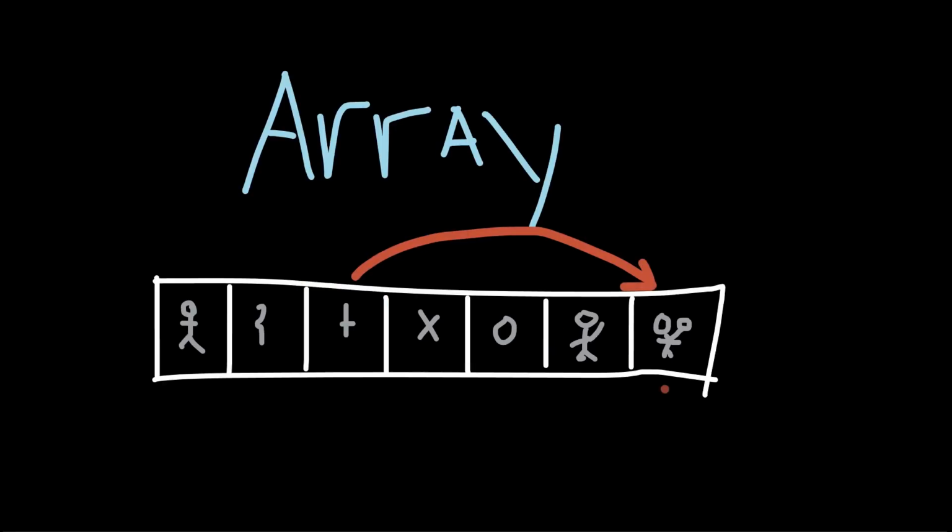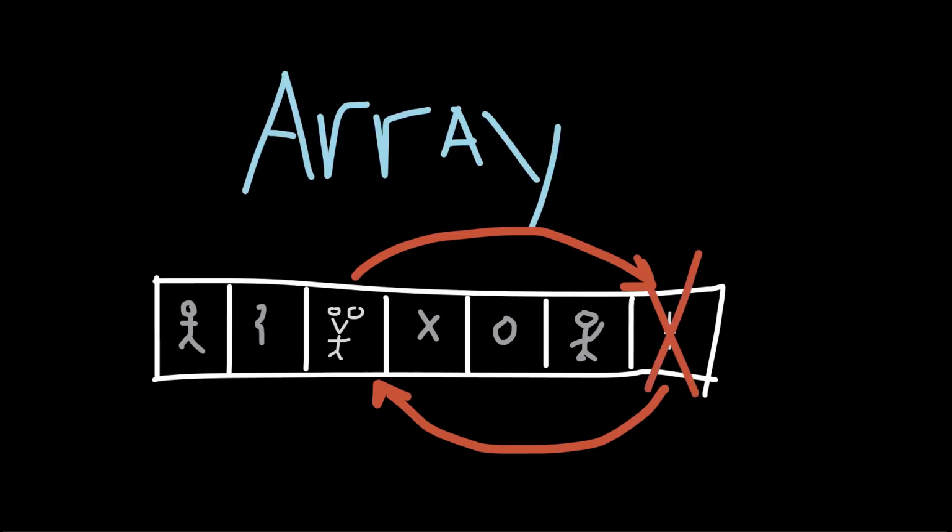But here's where you can make it faster. If you don't care about the order of the items, instead of shifting everything over, you can simply swap the item with the last item in the list and then pop it off the end. Job done, barely takes any time at all.